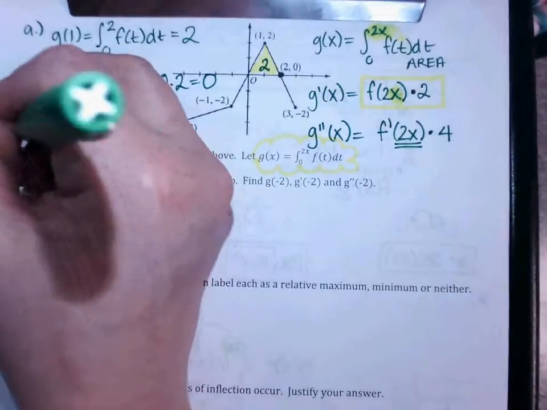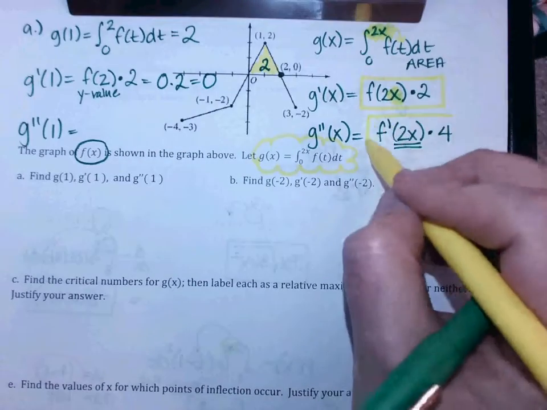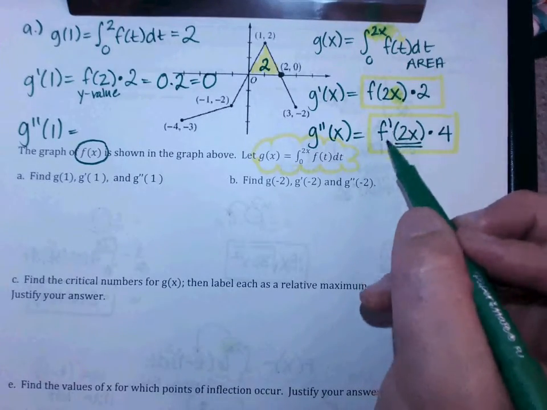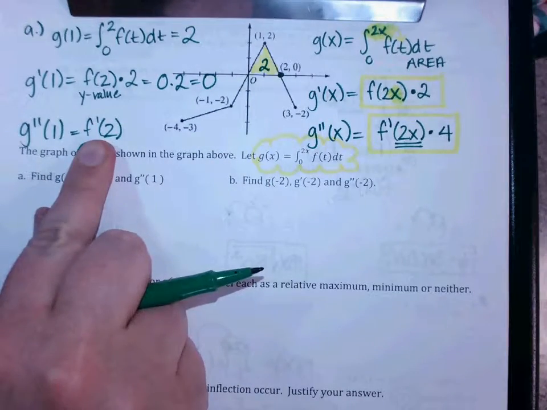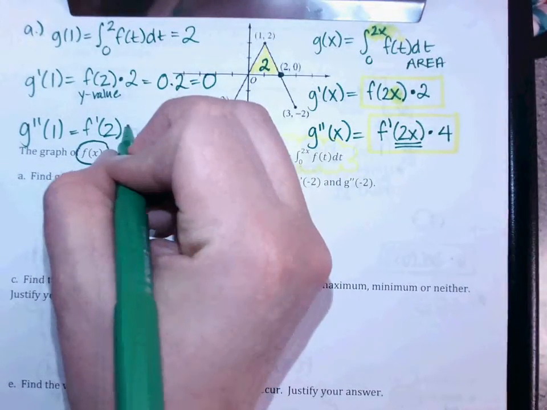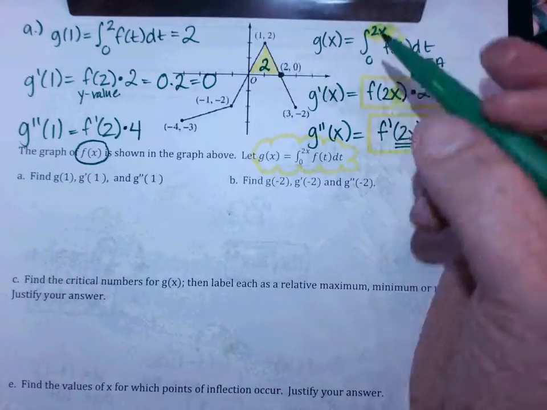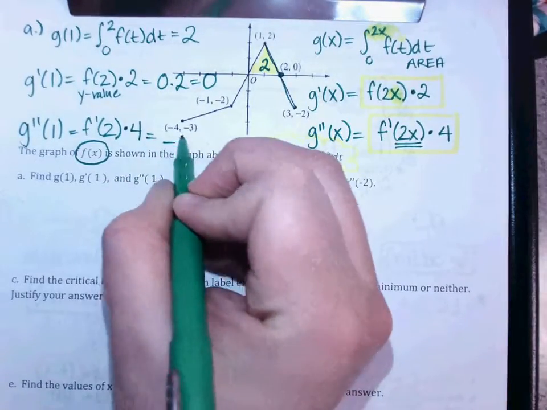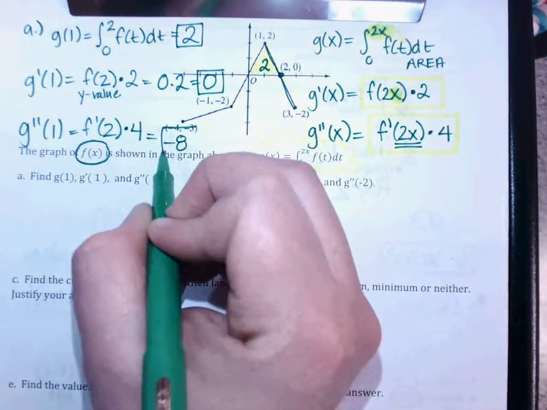Okay, next part. We want g double prime at 1. Well, look at your formula right here. When I plug in my 1, where am I going to have f prime at? 2 times 1 is f prime at 2. And how am I going to find that in the graph? Slope. What am I going to multiply it by at the end? 4. So at 2, what is your slope? It's downhill 2, so it'd be negative 2 times 4 is negative 8. I still don't get how you get 4 for the g double prime.